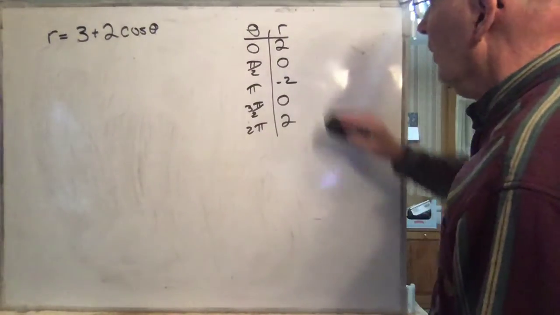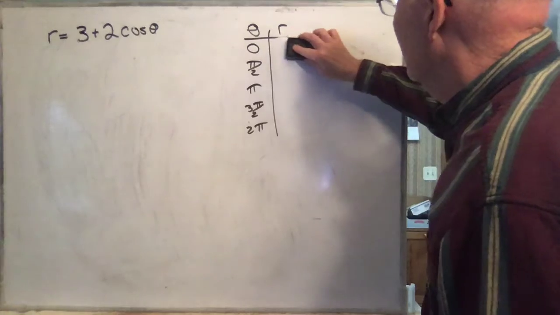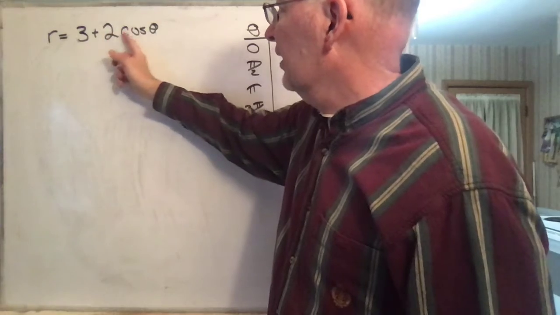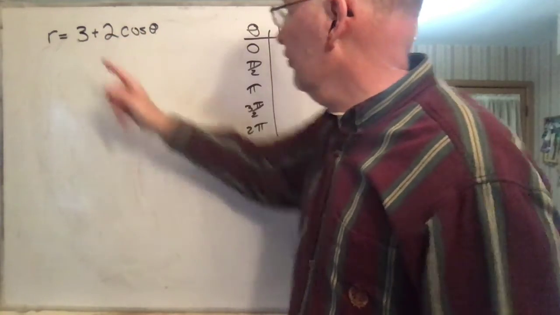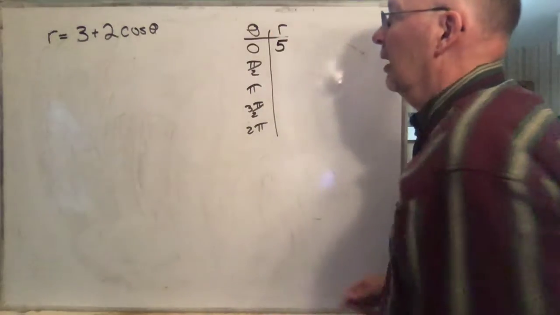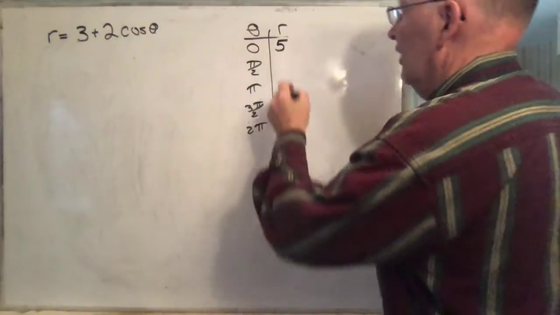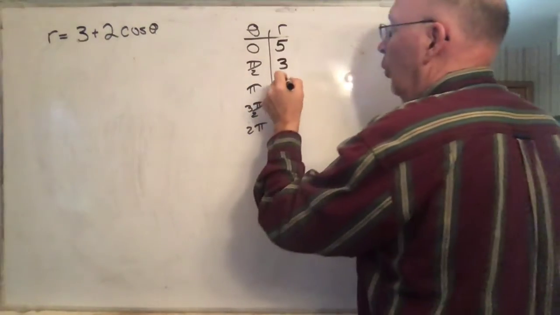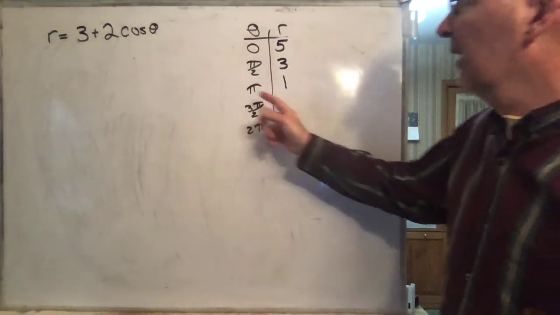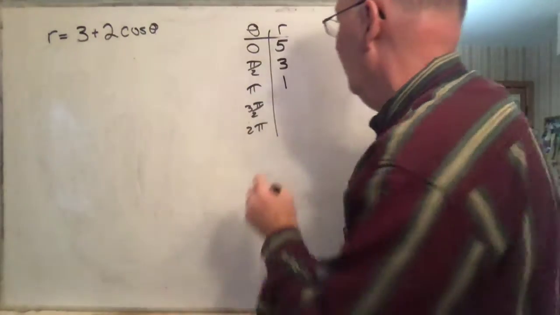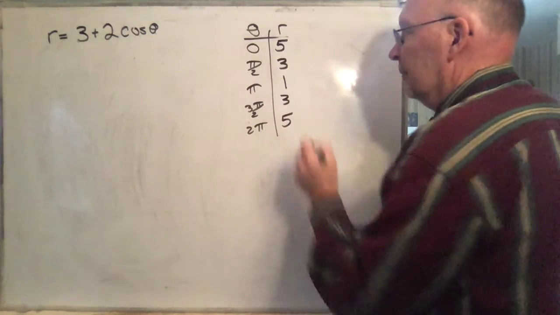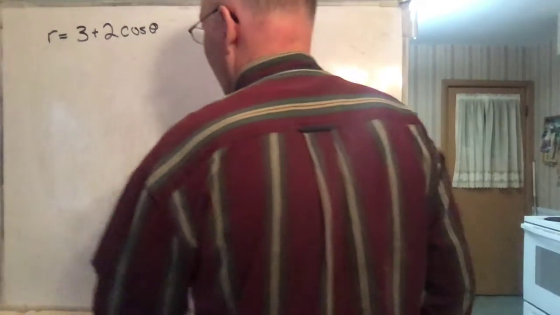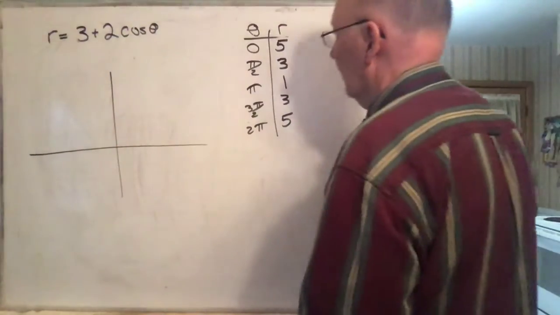So I'll erase this, and let's just put in the numbers again. Let's see, if theta is 0, you're going to get 2 plus 3 is 5. Here, this is going to be 0 plus 3 is 3. When it's pi, this is going to be -2. -2 plus 3 is 1. By the time you get back to 3 pi over 2, it's going to be 0, 3, and back to 5 again. So there's your 5 important points. Let's graph them and see kind of what they look like.